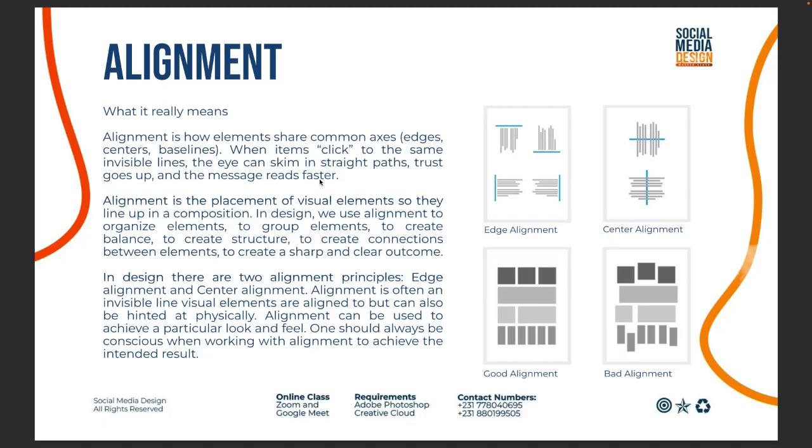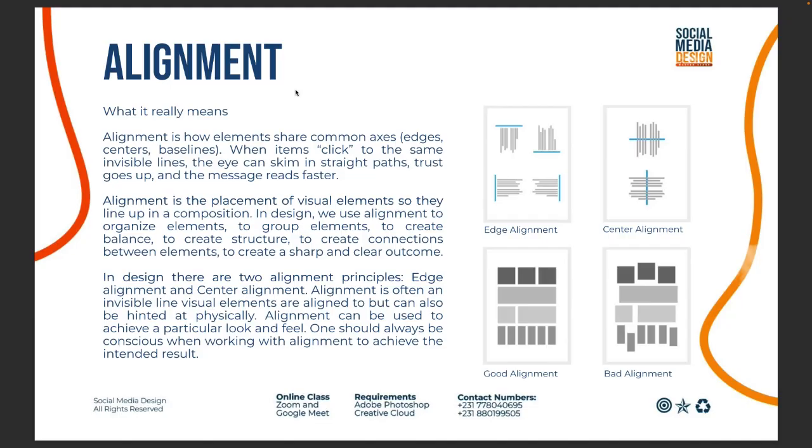Now we're discussing the principles of graphic design, but at a master level, not beginner level. Alignment, what it really means. Alignment is how elements share a common axis, edges, center, or baseline. When items click to the same visible line, they create an invisible line. The eyes can skim a line path, trust goes up, and the message is clear.